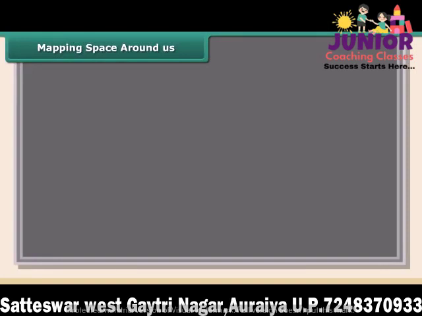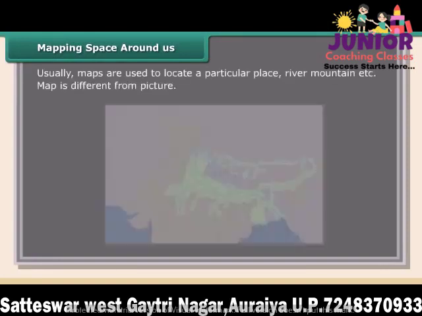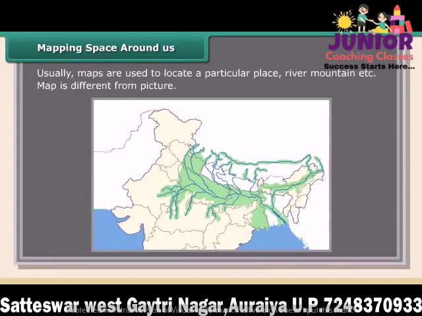Mapping space around us. Usually maps are used to locate a particular place, river, mountain, etc. A map is different from a picture. This map is drawn by Radha. In this map, the route from her house to her uncle's house is shown. How far is Radha's house from her uncle's house?